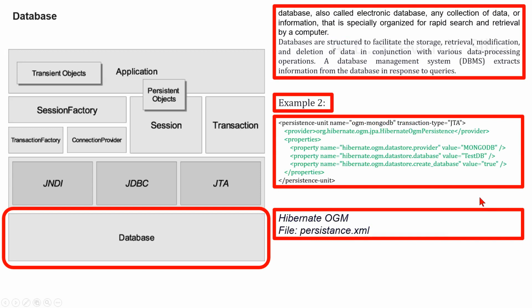We can consider this one as example 2 for Hibernate OGM. This is in persistence.xml. So here we have to define data store details in the persistence.xml. The value of the attribute transaction-type is JTA. This implies that we want a JTA entity manager from the entity manager factory, and the provider, which is Hibernate OGM persistence for Hibernate OGM.